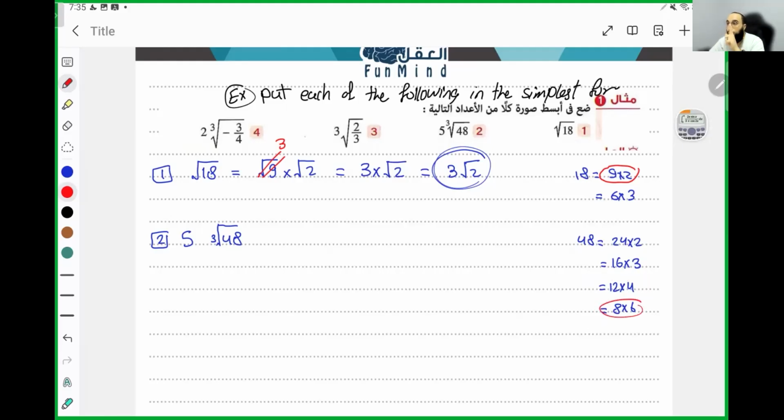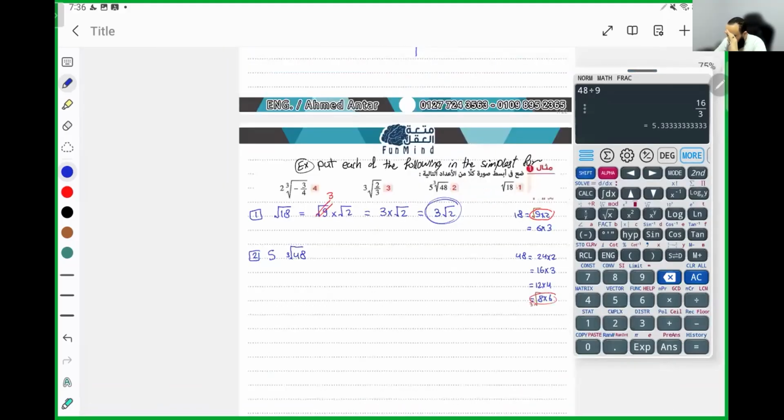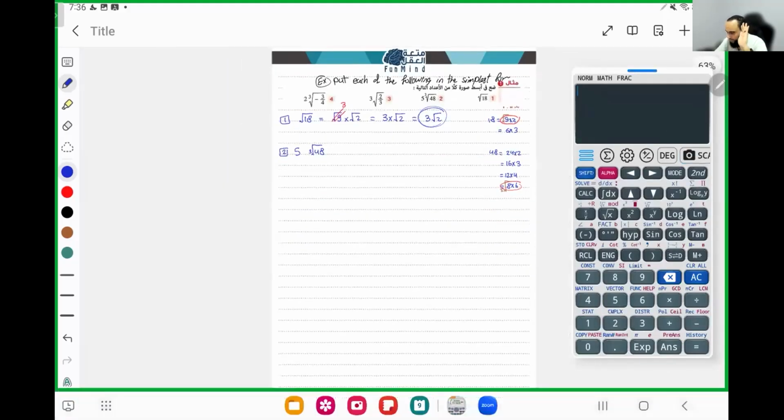Take 8 by 6. Why do we take 8 by 6? Because cubic root 8 equals 2. You know, square root 9 here equals 3, and cubic root 8 here equals 2. So which of these numbers works with the cubic root? Which have a value below the cubic root? Is it cubic root 24? No, it doesn't give a whole number as a value. It's not a perfect cube.